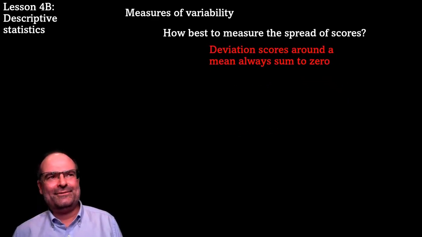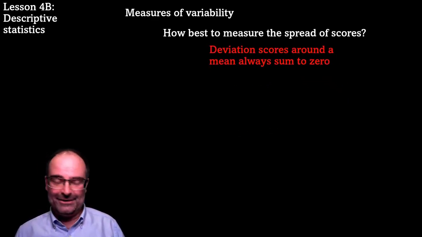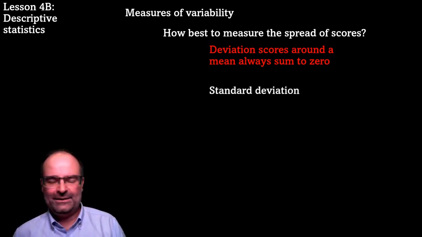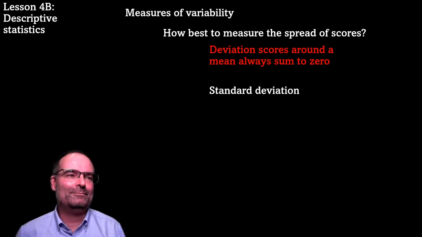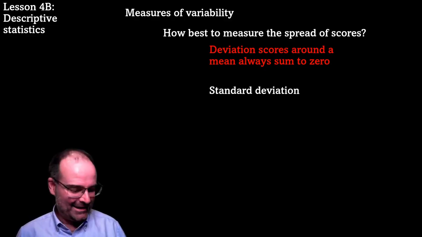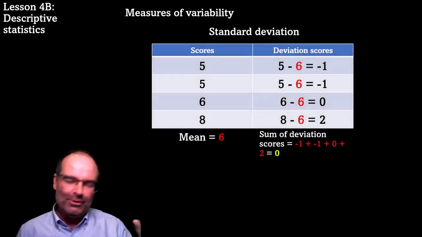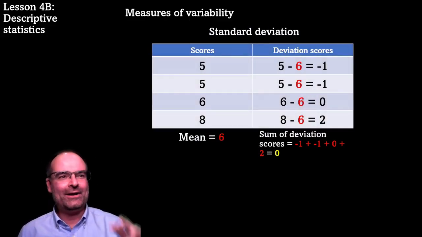So we can't get average deviation scores if they all add up to 0. You can't divide 0 by anything or your calculator goes nuts. So we need a different way to do this, and we get what's called a standard deviation. To get a standard deviation, we're on our way there. We've done the right thing. We've got our deviation scores.